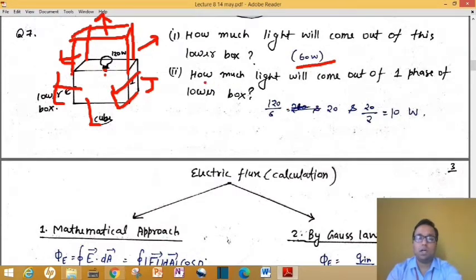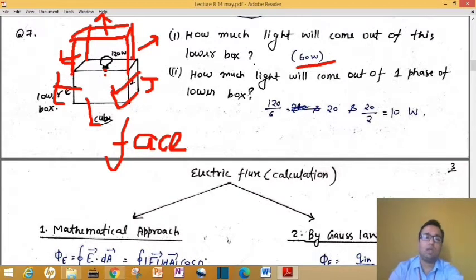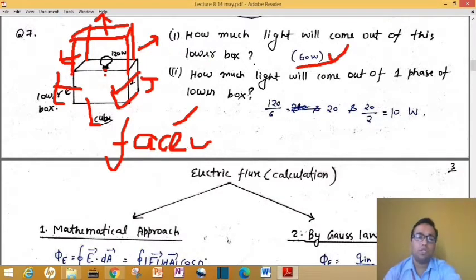Now my second question: how much light will come out by one face? As you know, this cube will have 6 faces. Think that everything is in a symmetric way. So how much light will come out of each face? The light that will come out of each face will be 120 divided by 6, sorry, not 2, 120 divided by 6. That means how much? 20 watt. So 20 watt of light will come out of each face.